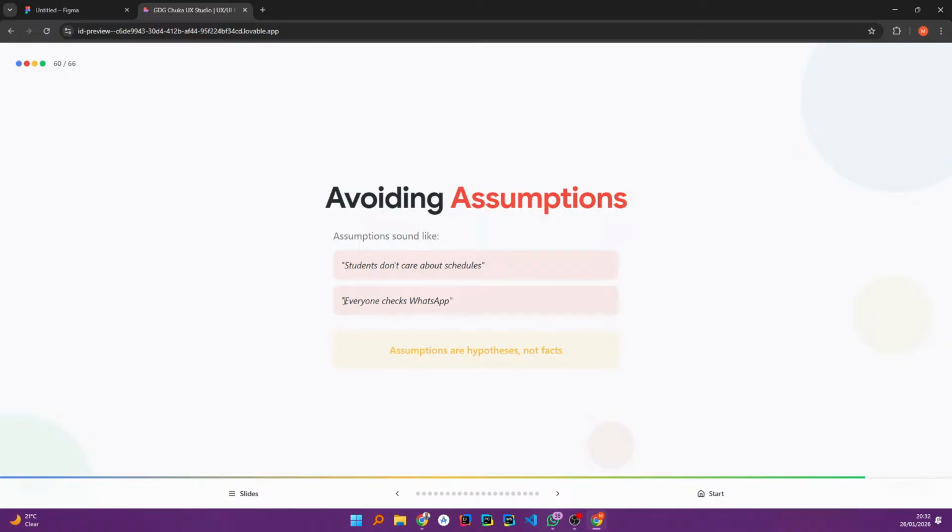Another one is like everyone checks WhatsApp. Let's say you're designing a scheduling app, and you're like, yeah, everyone checks WhatsApp, so there's need for WhatsApp. And you haven't gotten that from the user. So if you don't get information from the user and assume it, then it's just a hypothesis. And most of the time it's usually a null kind of hypothesis. So it's usually not a fact. Most of the times it's not a fact.